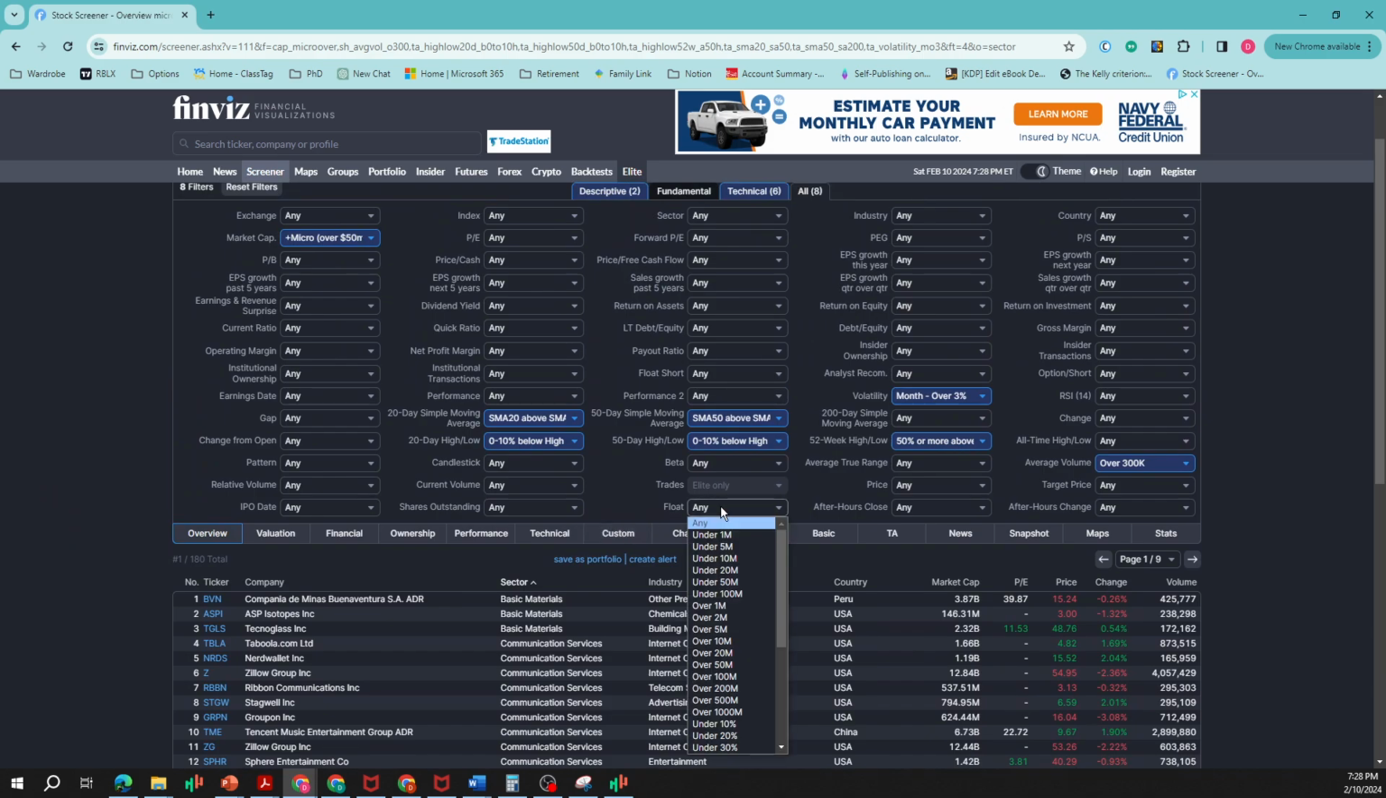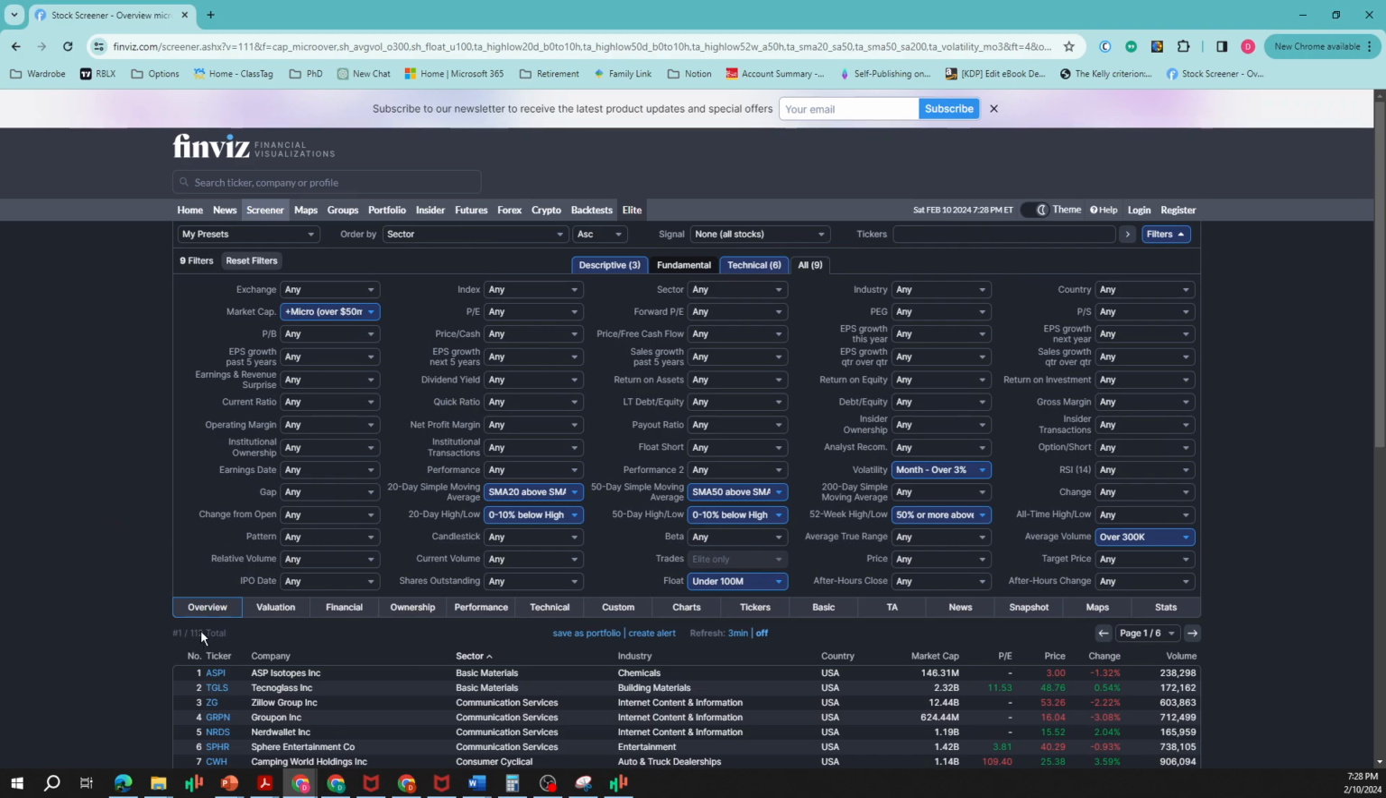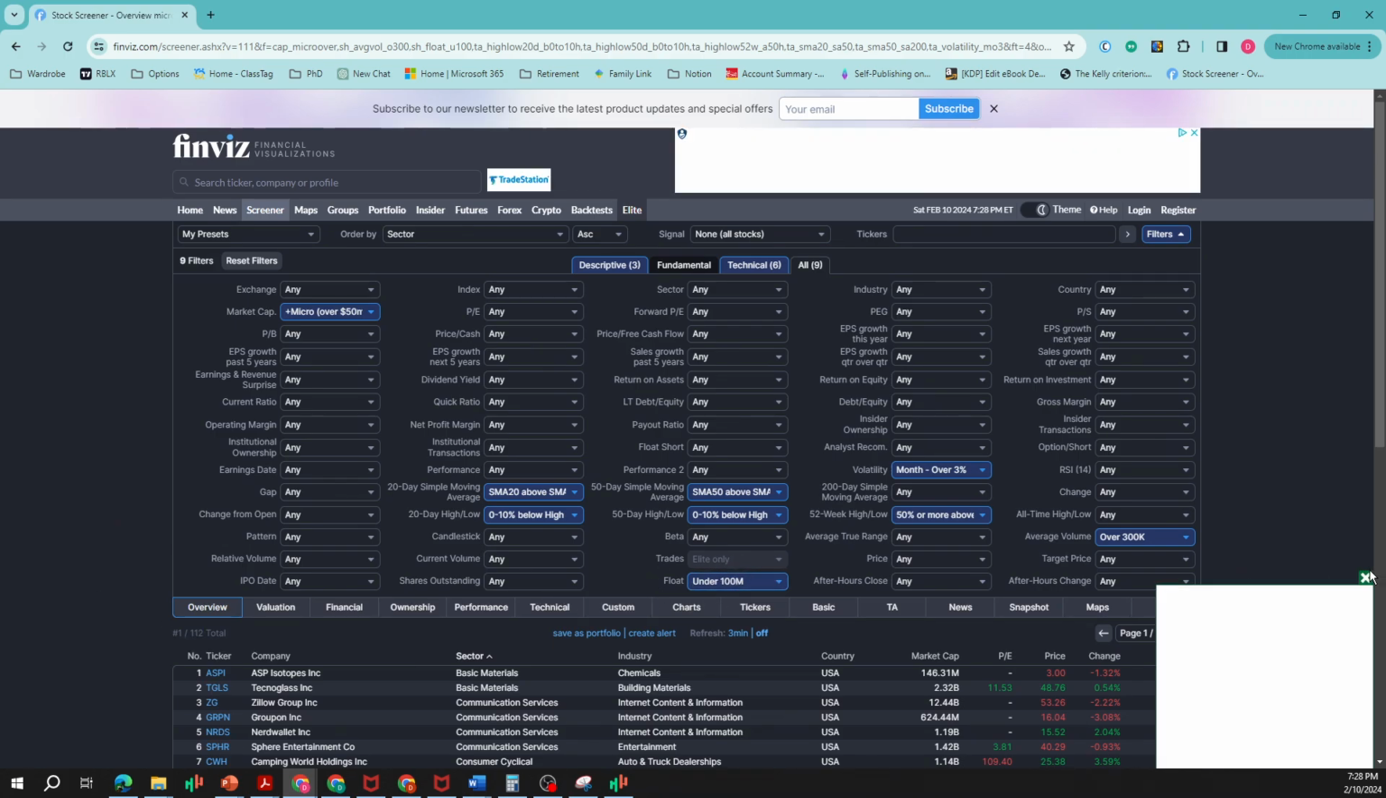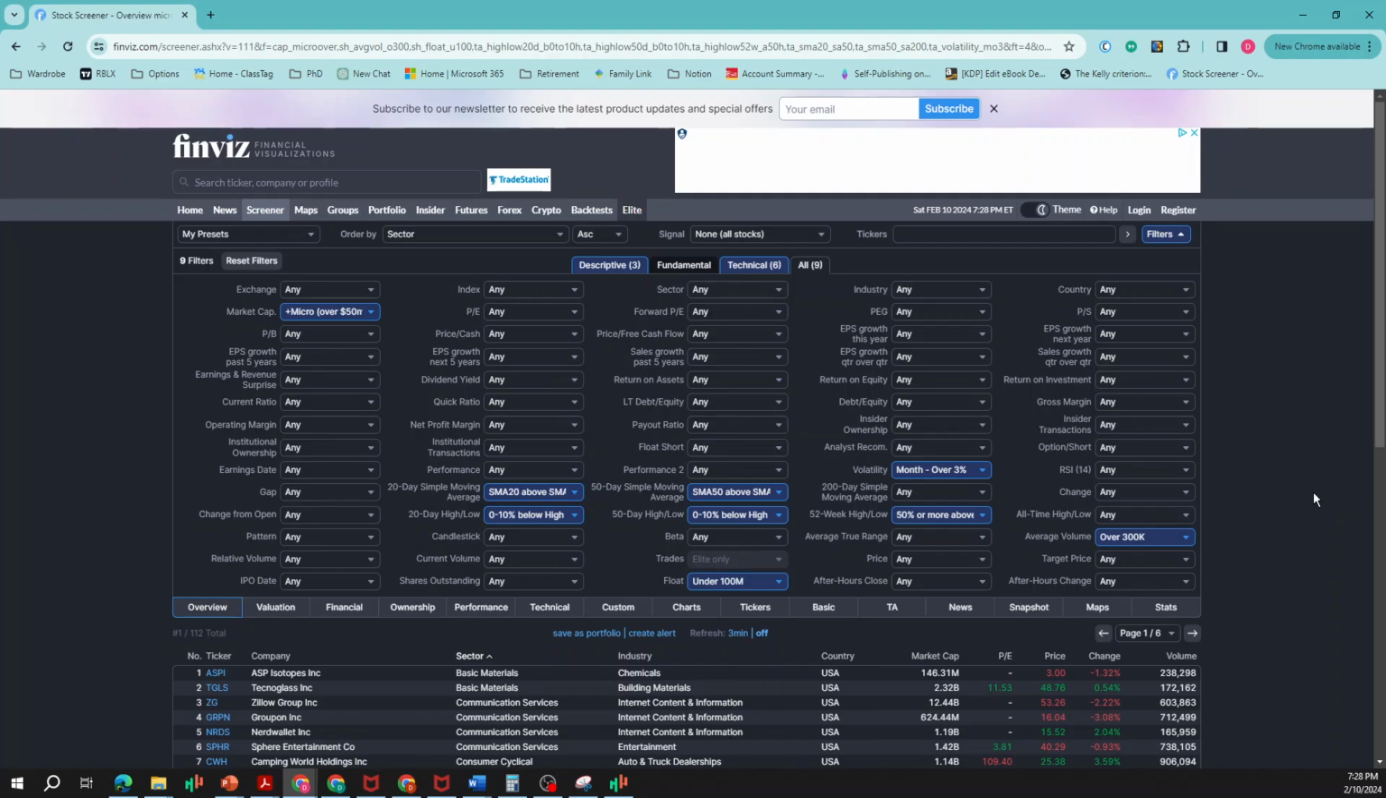If float is something you follow, you can make it under 100 million float. That knocks it down even more. Studies have shown that stocks with smaller floats tend to move higher and quicker over time. And if fundamentals are important to you, maybe you can add something else around here. You could look through all these different criteria and see if anything's helpful.